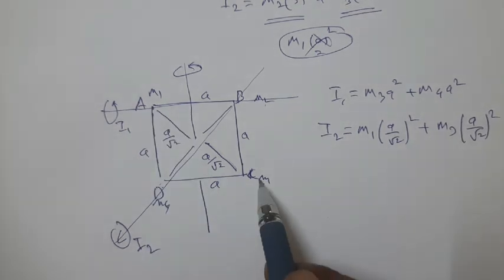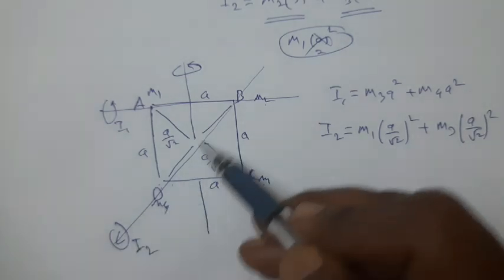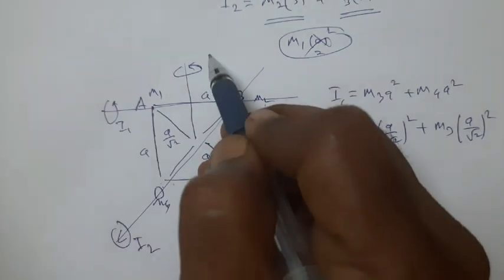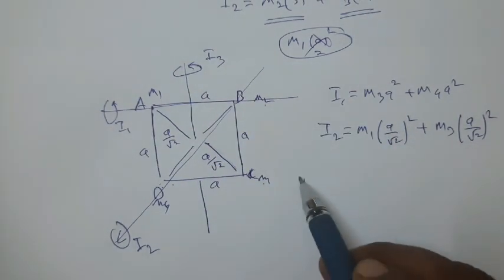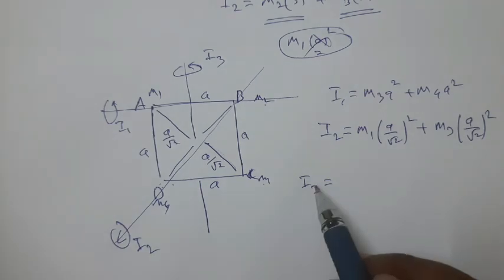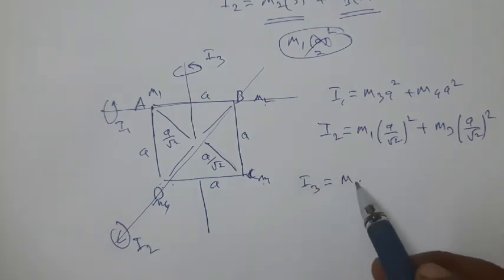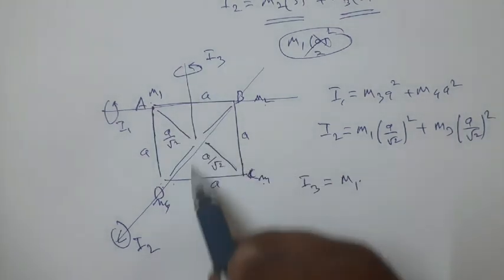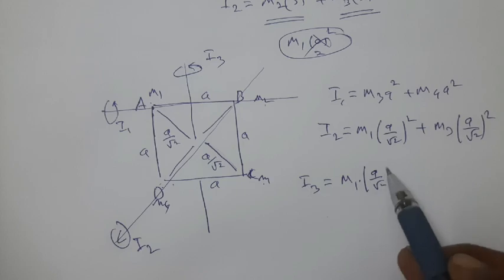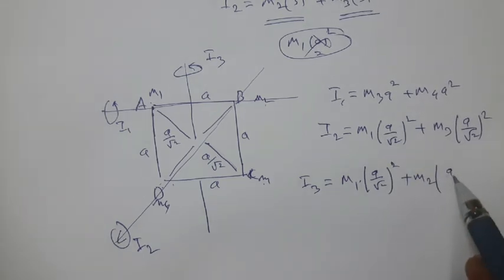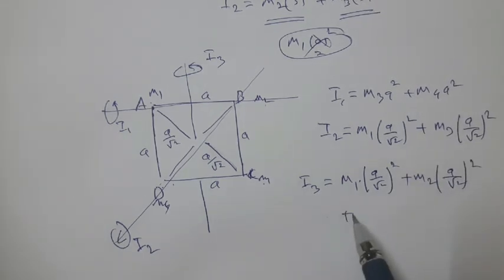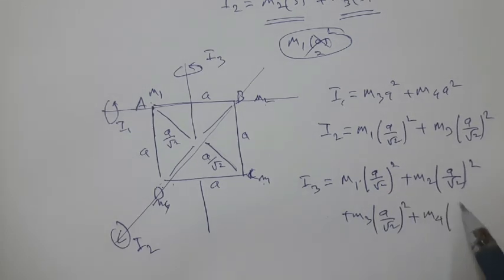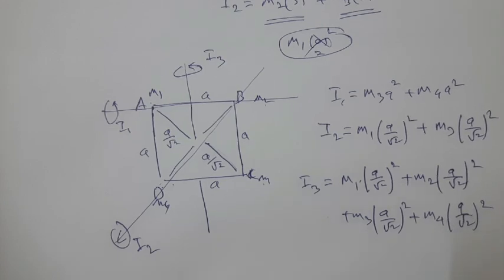Now, why only m1 and m3? Because m2 and m4 lie on the axis which we are considering for the moment of inertia. Suppose this is I3, then the moment of inertia about this axis, I3, can be written as follows. Now here I will have to consider all the masses. It is m1, because m1 is at a distance of a divided by root 2 from this axis. Therefore m1 (a divided by root 2) whole square plus m2 (a divided by root 2) whole square plus m3 (a divided by root 2) whole square, and plus m4 (a divided by root 2) whole square.